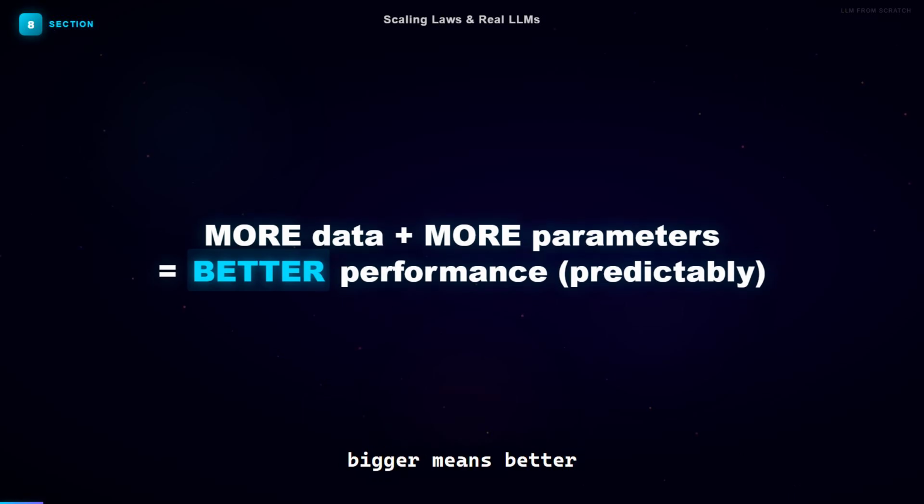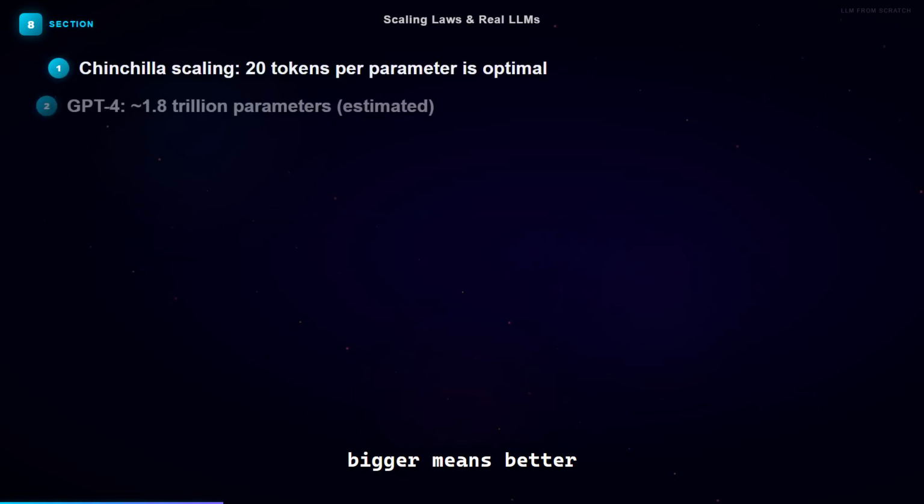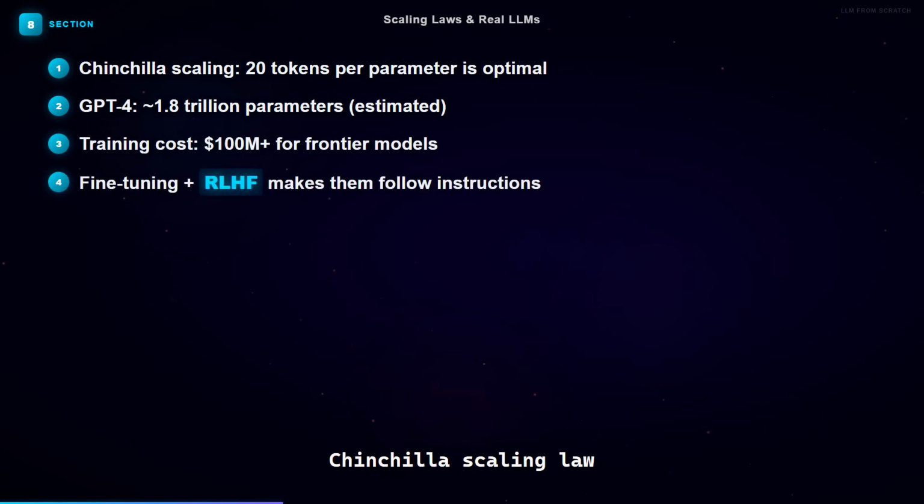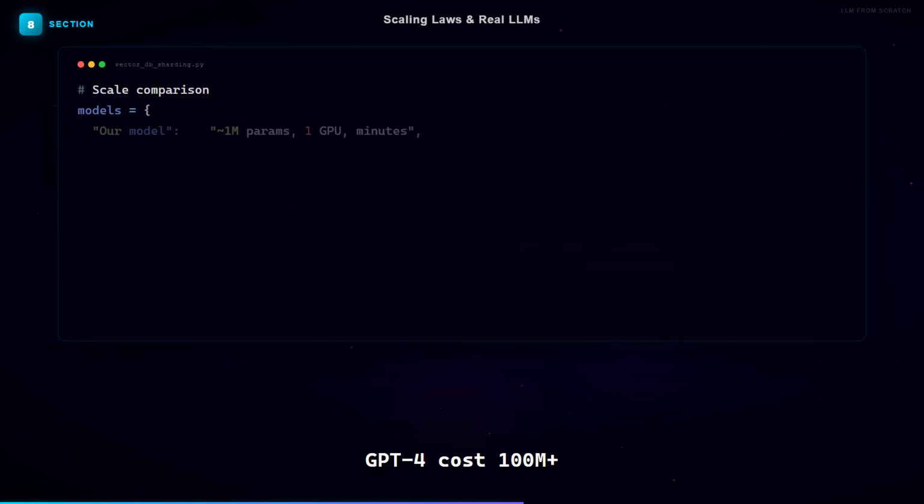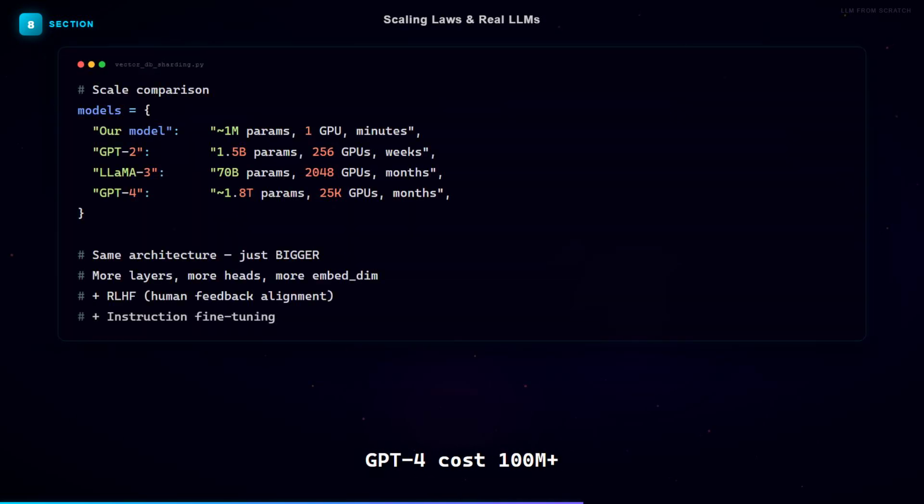Section 8. Scaling laws. The amazing thing about transformers is that performance scales predictably with more data and more parameters. The Chinchilla paper showed the optimal ratio is about 20 tokens per parameter. Our model has about 1 million parameters. GPT-4 has an estimated 1.8 trillion. Same architecture, just massively bigger. Plus they add RLHF, reinforcement learning from human feedback, to make the model helpful and follow instructions.